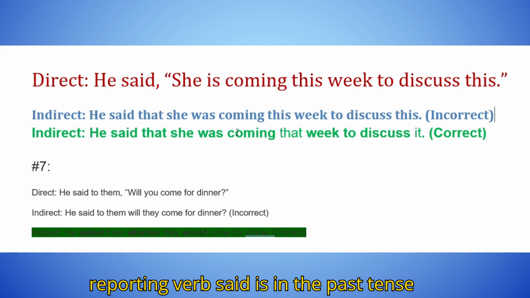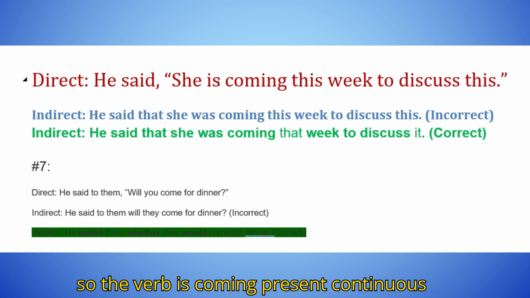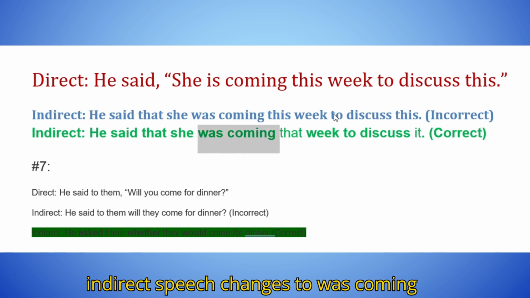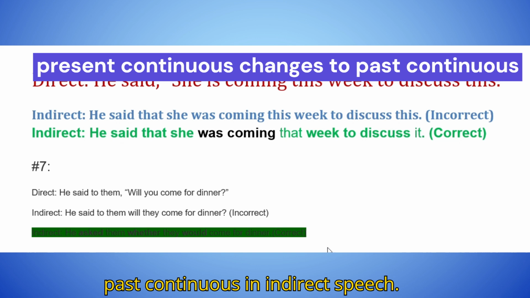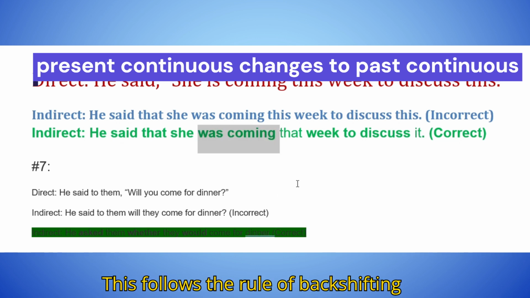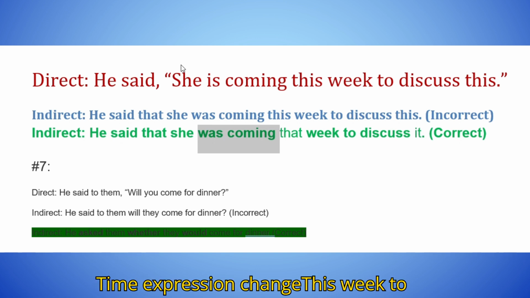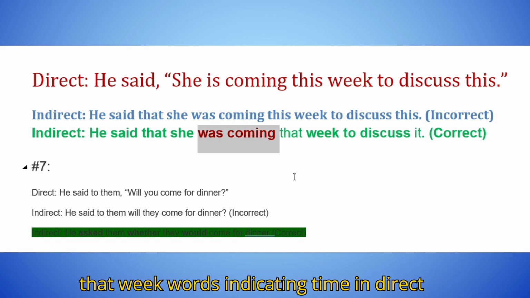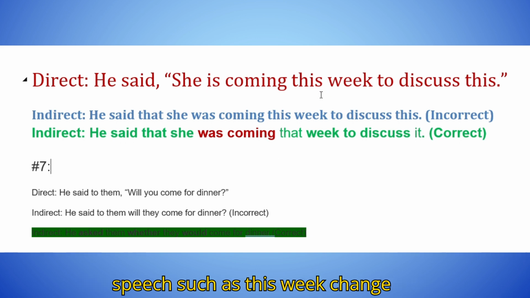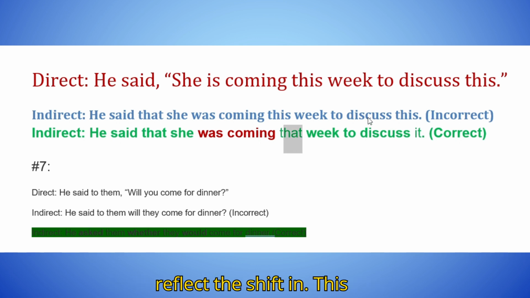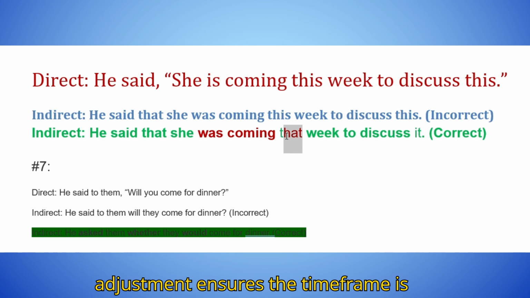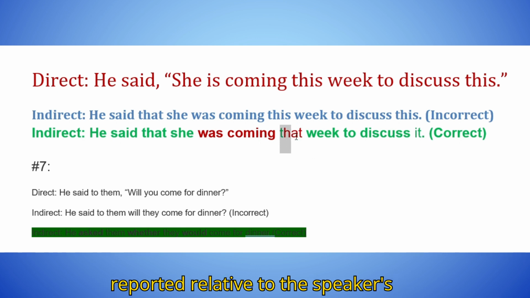The reporting verb, said, is in the past tense, so the verb, is coming, present continuous, in direct speech changes to, was coming, past continuous, in indirect speech. This follows the rule of backshifting when the reporting verb is in the past. Time expression change, this week, to, that week. Words indicating time in direct speech, such as, this week, change to, that week, in indirect speech to reflect the shift in perspective. This adjustment ensures the time frame is reported relative to the speaker's position.